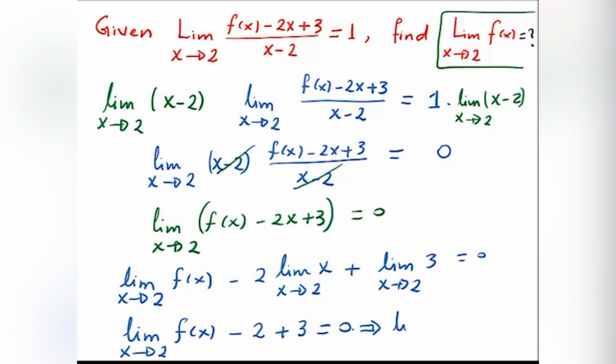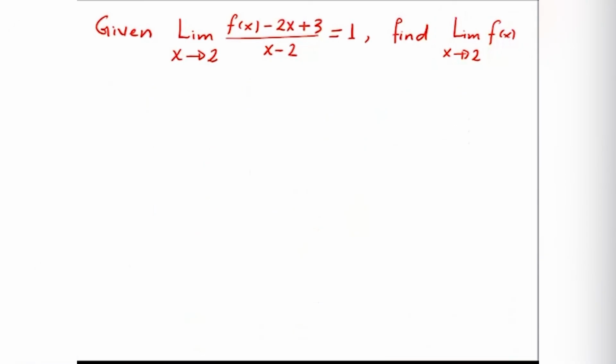So the limit of f of x as x goes to 2 will be negative 3 plus 2, which is negative 1. I just use the properties of limits to solve this problem.